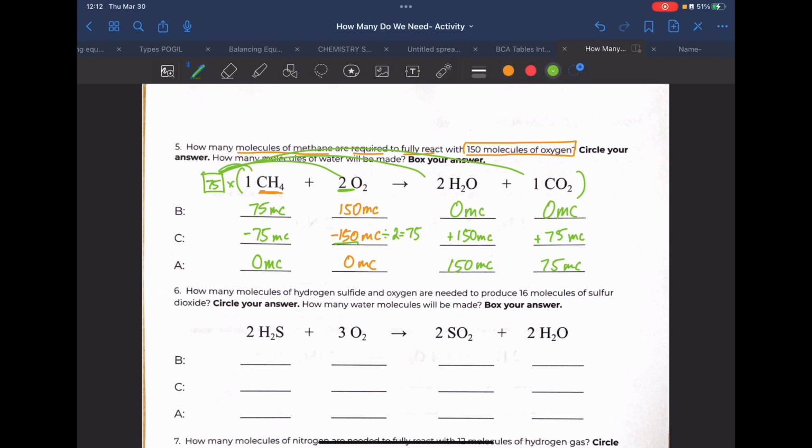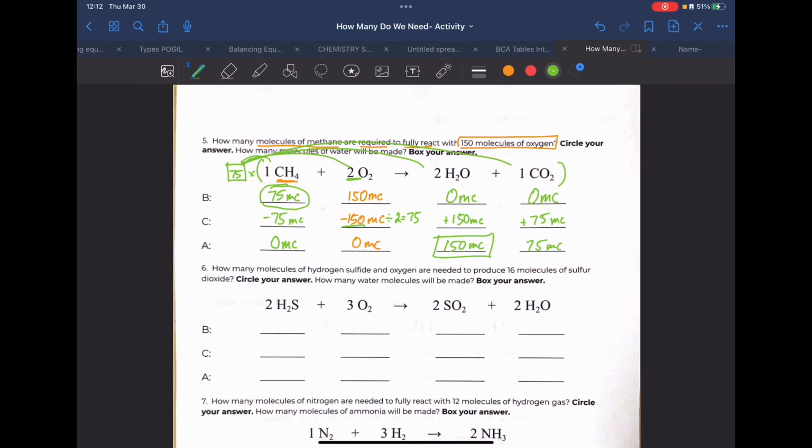This says, I want to know how many molecules of methane are required. So that's going to be this number right here. 75 are required in order to react with 150 molecules of oxygen. So I'm going to circle that answer. And it's also asking how many molecules of water will be made. That's 150, so I'll box that number right there.